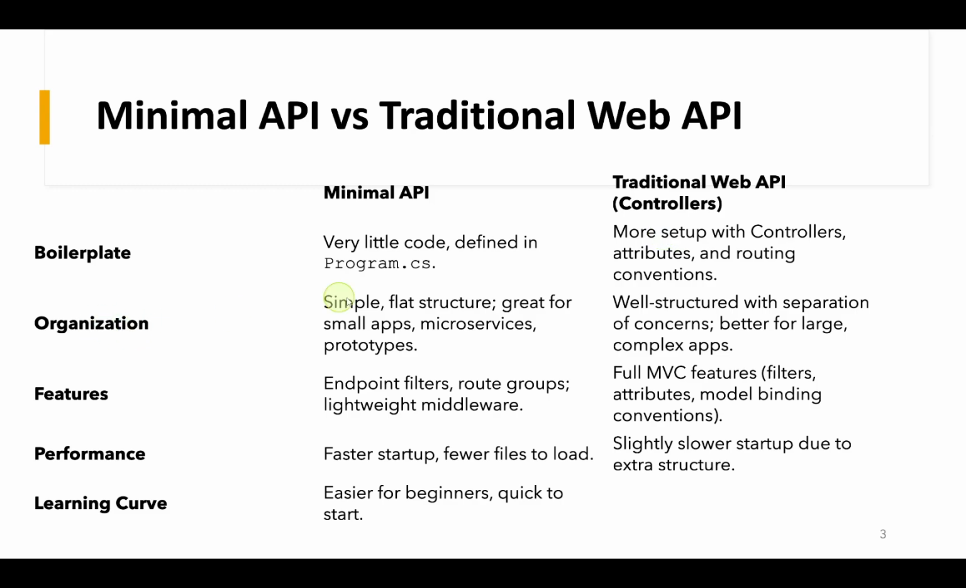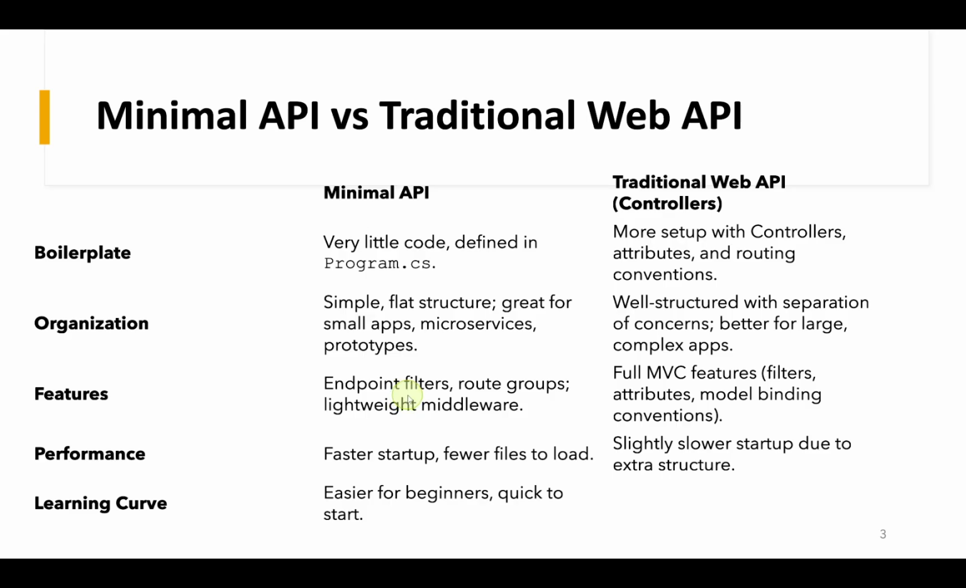Okay, next, organization. Minimal APIs are very simple to organize. They have a flat structure, great for small applications, microservices, and prototypes. While traditional web APIs with controllers help maintain separation of concerns, which is useful in larger, more complex applications where organization is key, right?